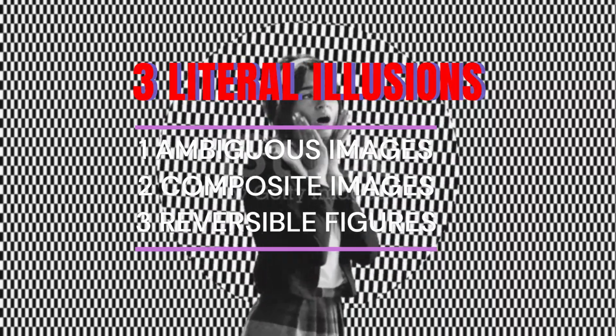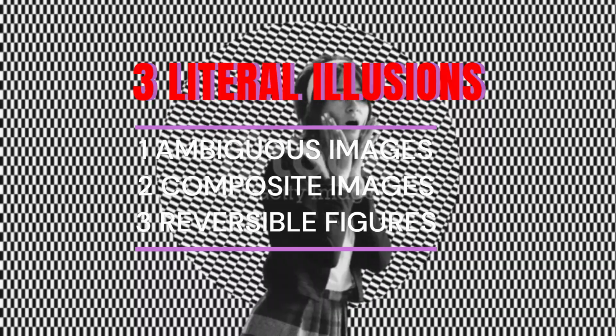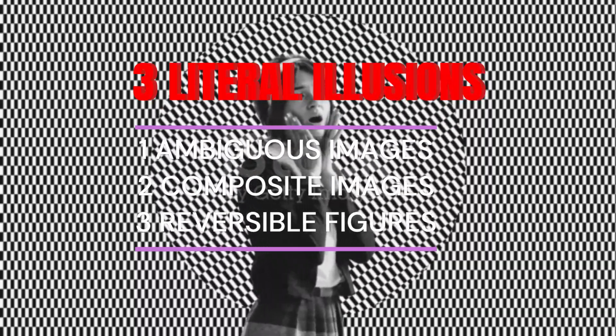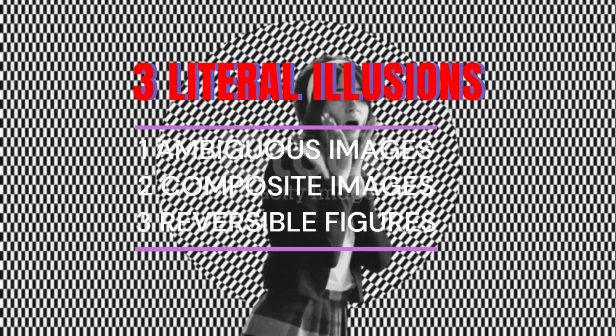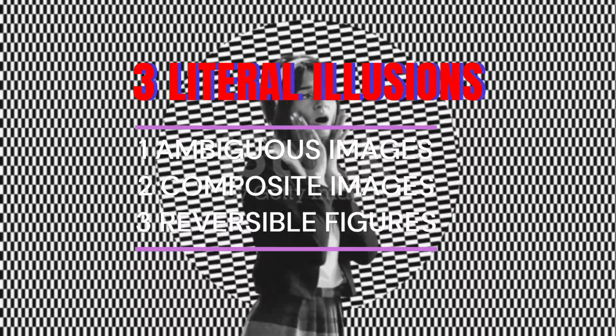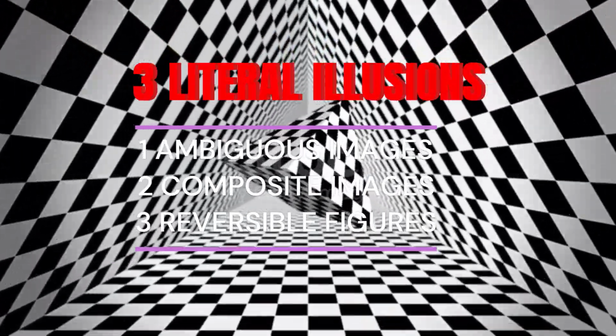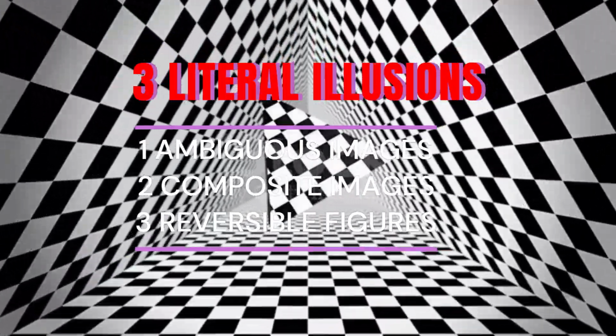Impossible figures. Impossible figures are composite images that depict objects or structures that cannot exist in reality. One well-known example is the Penrose triangle, also known as the impossible triangle, which appears to be a 3-dimensional object, but is actually an impossible configuration of lines and angles.